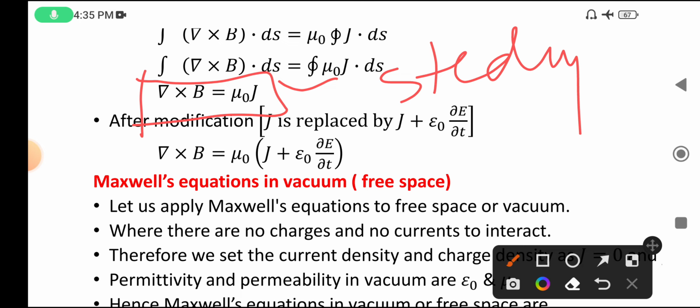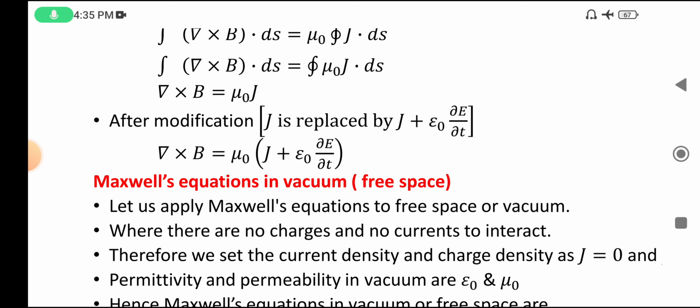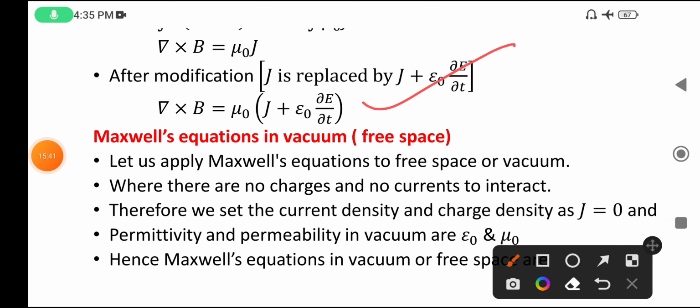I explained in the previous video. Please watch displacement current or modified Ampere's law. So here J can be replaced by J plus epsilon naught dou E by dou t. In the place of J only, substitute this total, then we get this one. So after modification, this formula we got. This is the Maxwell fourth equation.